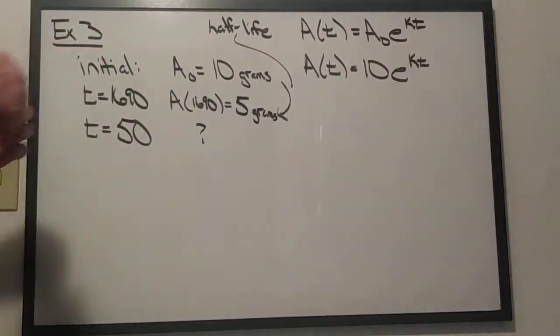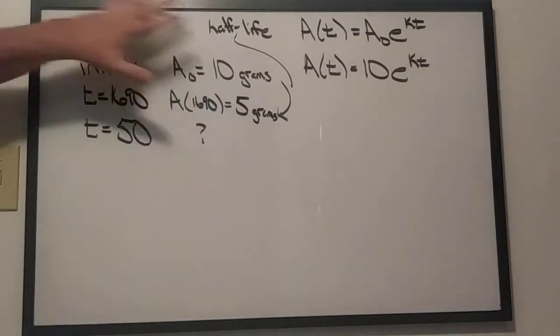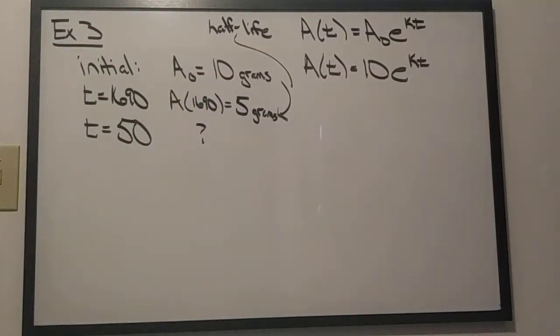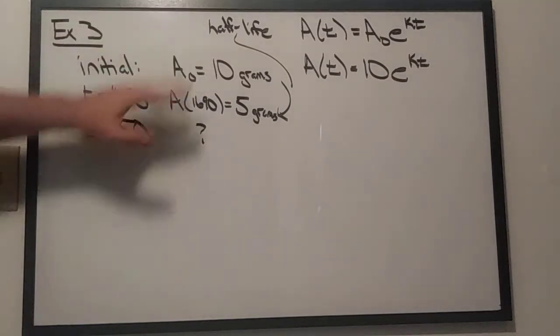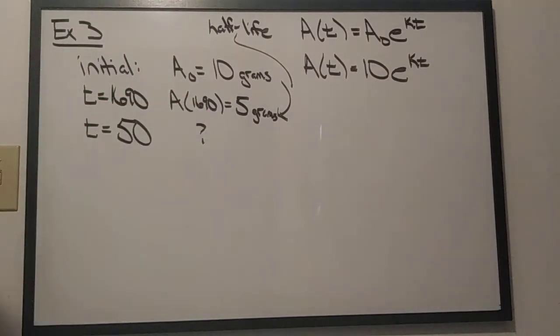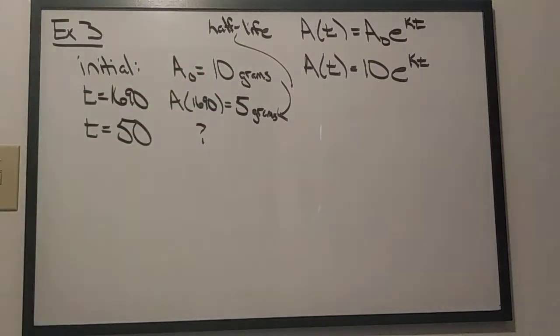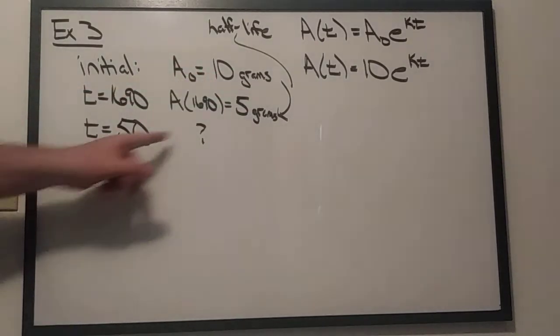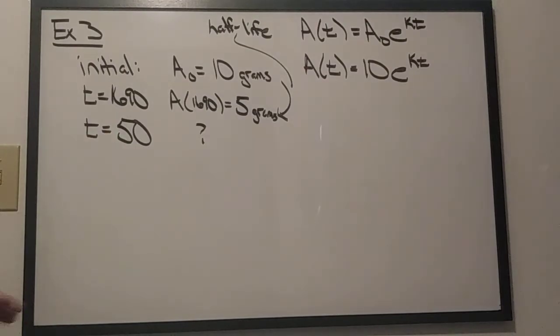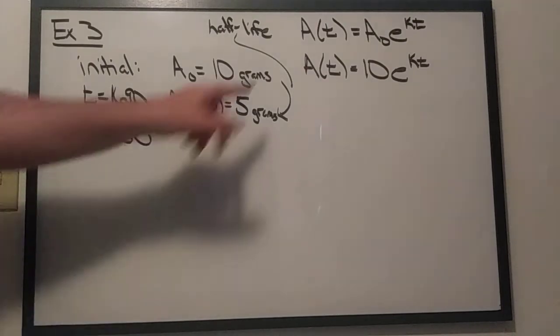So now that we know that then, we actually have a good starting point similar to what we had in example 2. We have an initial value, we have an idea of a particular number that is plugged in for a time, and then the associated a value that goes with that, and then we have a t that's asked to find an answer for. So let's go ahead and see what we see.